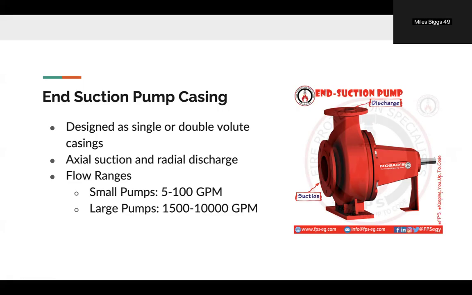Some of your key characteristics of the end suction casing: the single volute design is going to be in your smaller pumps using standard end suction pumps, simple and efficient guidance, but it can create radial thrust imbalances at high flow rates. Then your double volute design is going to be used in larger pumps, and it includes a second volute chamber to balance pressure and reduce radial forces on the impeller, and it's used in higher capacities. And it also has an axial suction and radial discharge.